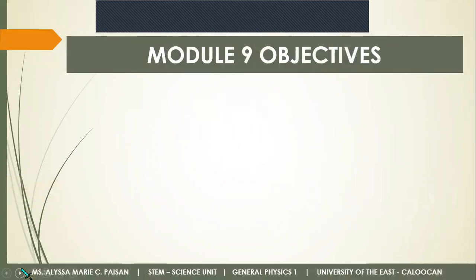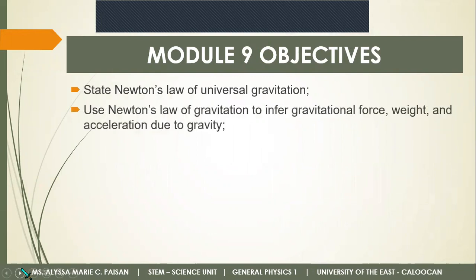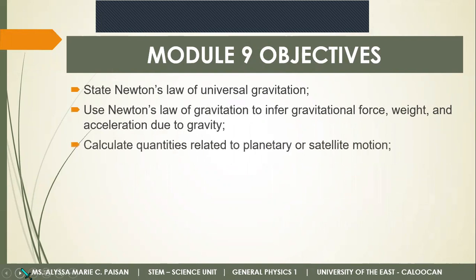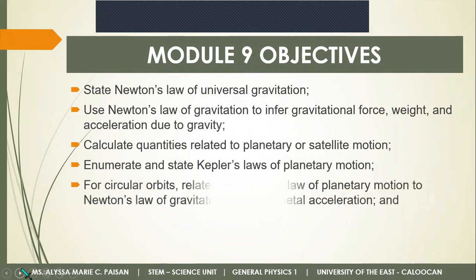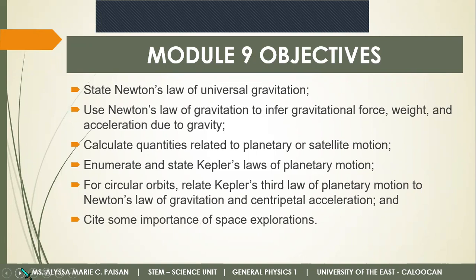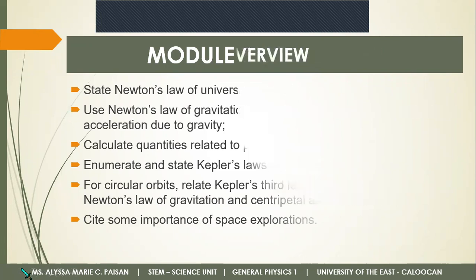Here are the general objectives of Module 9. State Newton's law of universal gravitation. Use Newton's law of gravitation to infer gravitational force, weight, and acceleration due to gravity. Calculate quantities related to planetary or satellite motion. Enumerate and state Kepler's law of planetary motion. For circular orbits, relate Kepler's law of planetary motion to Newton's law of gravitation and centripetal acceleration. And lastly, cite some importance of space explorations.